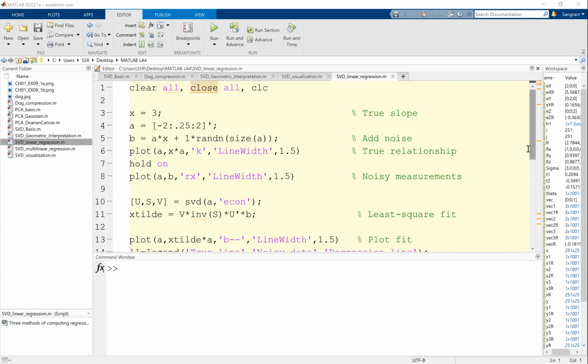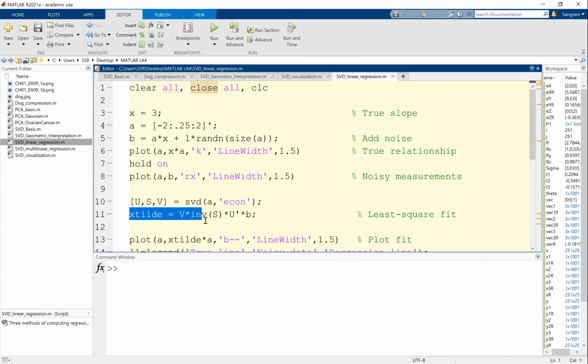So you should be seeing my code. What I'm trying to do here is, the thing which I talked about is here: V S inverse U transpose times B. Because V inverse is equal to V transpose, this is what is happening. I wanted to show you the trick I used here to solve the linear equation, the rectangular system. And we are going to go through this code step by step.